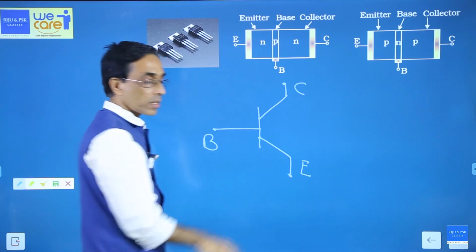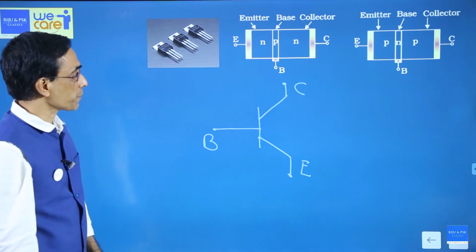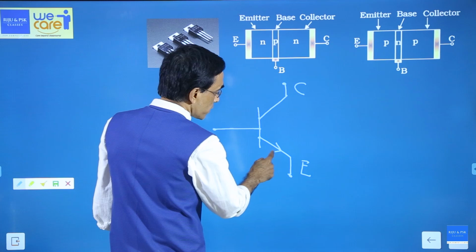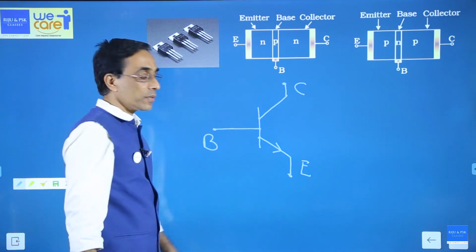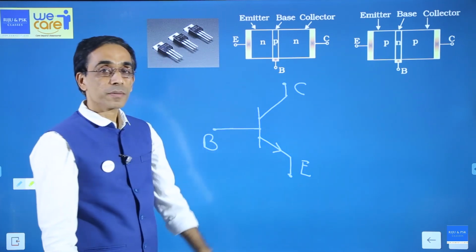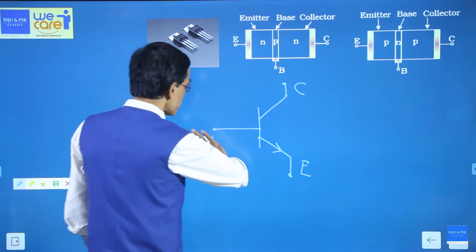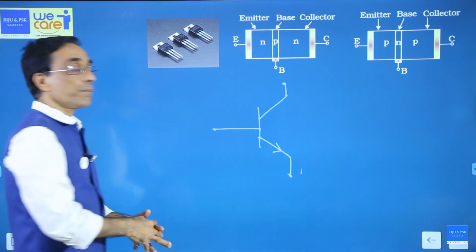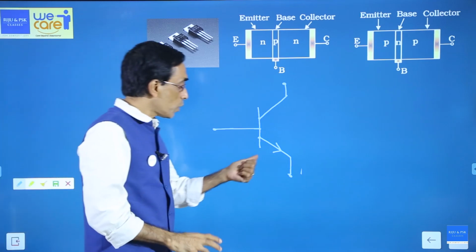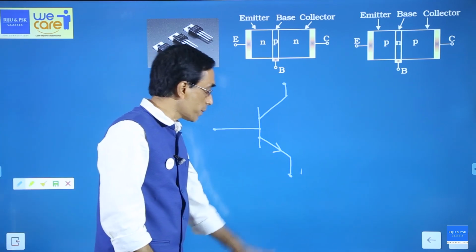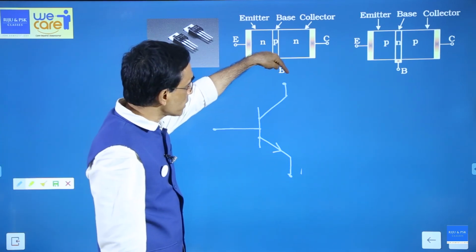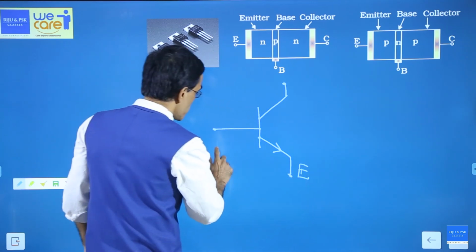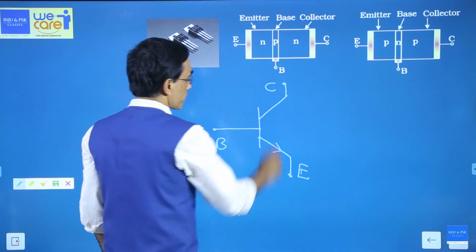But how do we know which is the collector and which is the emitter? For that we use an arrow mark on the emitter terminal. The arrow mark shows that it is the emitter. It won't be written; it will appear like this, which is the emitter. First you observe the emitter, the arrow mark shows it is the emitter, then the other one is the collector, and the one in between is the base. So this is the emitter, this is the base, and this is the collector.